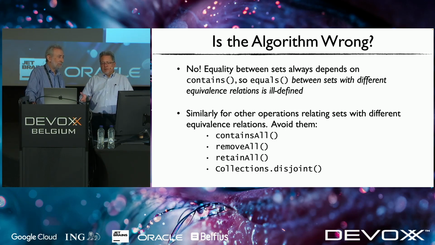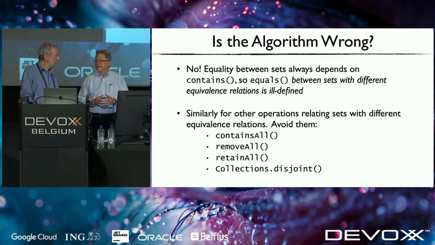Now, if the problem occurs when you mix them, maybe we should have used a different definition of equals. Maybe we should have said, oh, if sets use different equivalence relations, then they can never be equal to each other. But the original design decision was that it is always possible to compare sets of any implementation with any other. And so that's the road not taken.